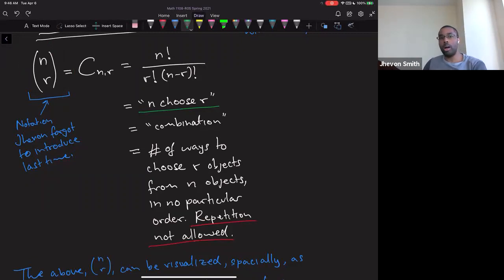In general, the combination is going to give you a smaller number than the permutation. Because for the permutation, when you pick a set of things, each different rearrangement counts as a new thing, right? Whereas with combinations, it doesn't. So you would always have more permutations than combinations.